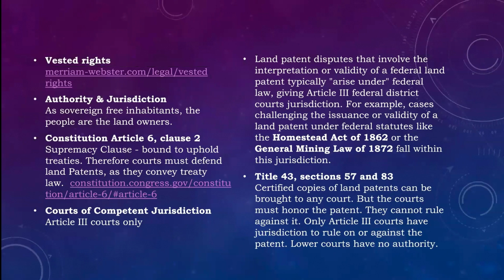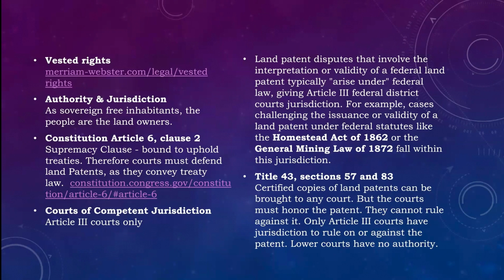Authority and jurisdiction. We started with the word sovereign. You know, we talk about free inhabitants all the time at G10. That's what we are. Article 4 of the Articles of Confederation, for the uninitiated, is where we get those words. Free inhabitant, not citizen, not subject, free inhabitant. The people are the landowners because we're the sovereigns and we created the government. The people are the landowners.